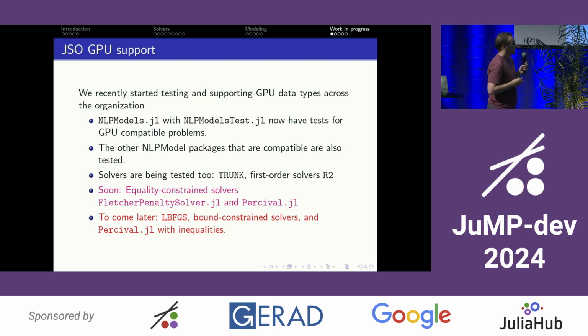Great. I also wanted to share, if I have a bit of time, some work in progress. Essentially two. The first one is JSO GPU support. We are trying to propagate unit tests and benchmarks on GPU across all the organization whenever it's possible. And so this is pretty much work in progress. Most of the models have this unit test on GPU now. Some solvers, hopefully equality constraint solvers very soon, and later quasi-Newton methods and solvers with inequalities. This works because, for instance, in Fletcher and Percival, those are factorization-free methods. So we rely on Krylov on GPU as a key building block there.